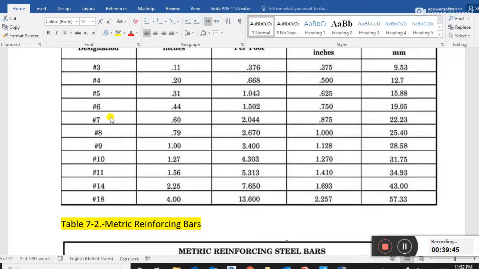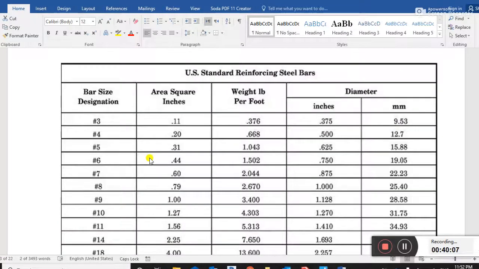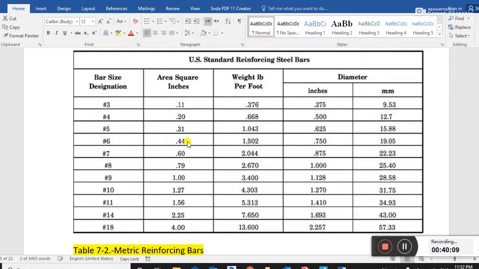For the number 7, this is the area in square inch, and this is the weight, and this is the diameter in inch, this is the diameter in millimeter. Guys, for number 9, 10, 11, 14, 18, you can check it by yourself after downloading this file.